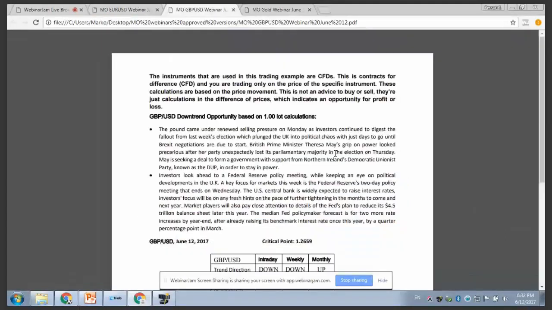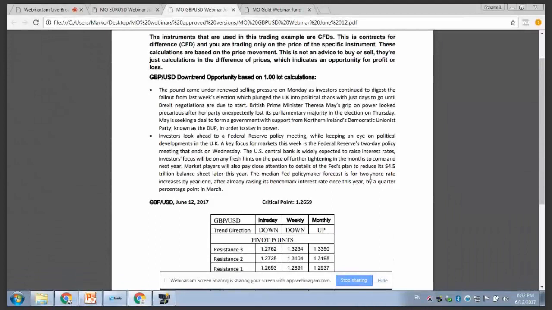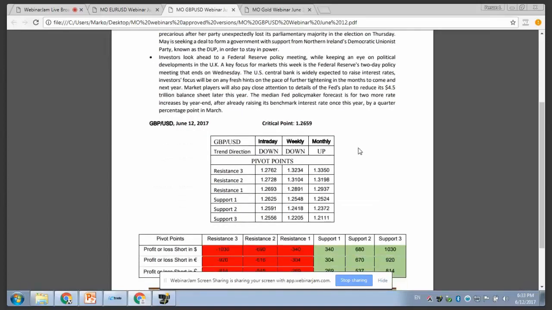According to our research department, there are also some political events that are important for the UK after the elections that finished last week, and considering also the potential Federal interest rate decision this week. Our analysts from the research department see the intraday and weekly trend on the British pound American dollar currency pair as downtrend, as long as price is below 1.2693 in the intraday and 1.2891 on weekly level, with support 1.2625 in the intraday and 1.2548 on the weekly level.